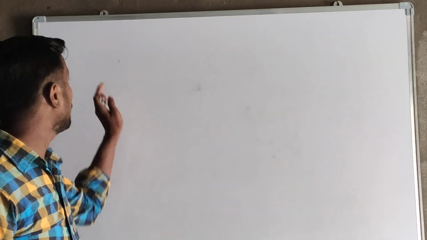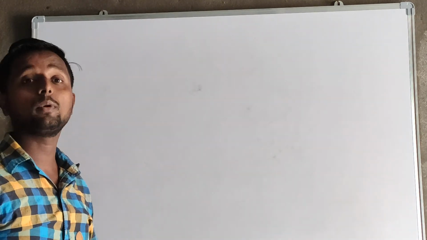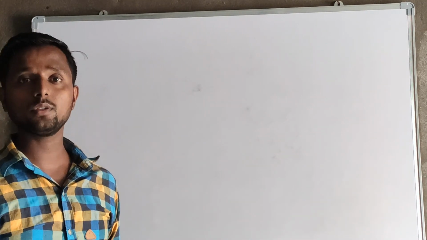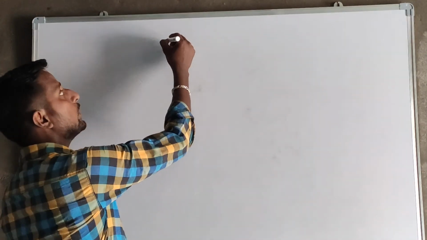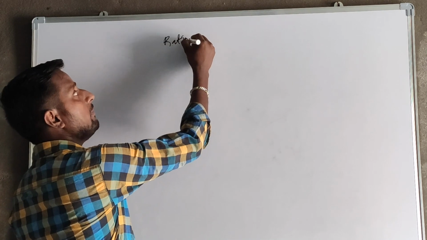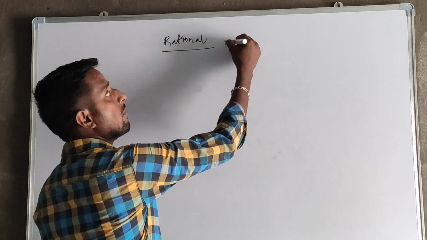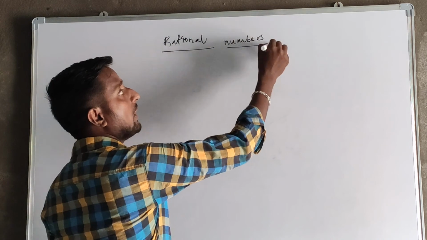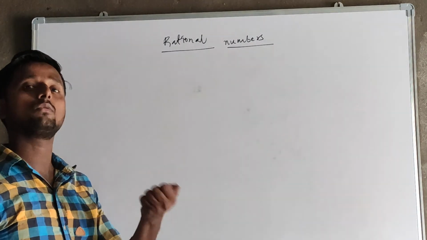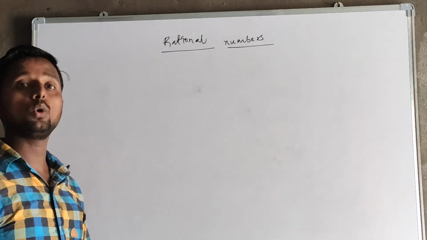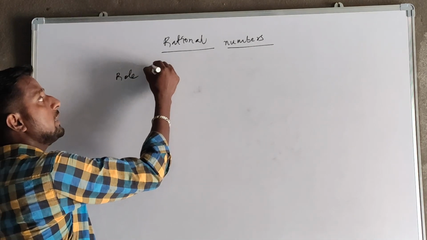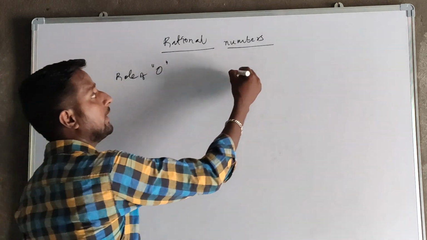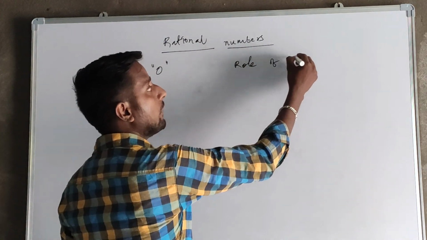So, now we'll talk about the properties of rational numbers. Before talking about the properties of rational numbers, we'll talk about the role of 1 and 0. Chapter name: rational numbers. But before the properties, we should know what is the role of 0 and the role of 1.